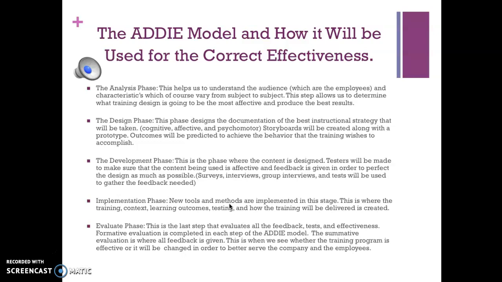Lastly, the evaluation stage. This is the last step that evaluates all feedback, tests, and effectiveness. Formative evaluation is completed in each step of the ADDIE model. The summative evaluation is where all feedback is given. This is when we see whether the training program is effective or if it will be changed in order to better serve the company and the employees.